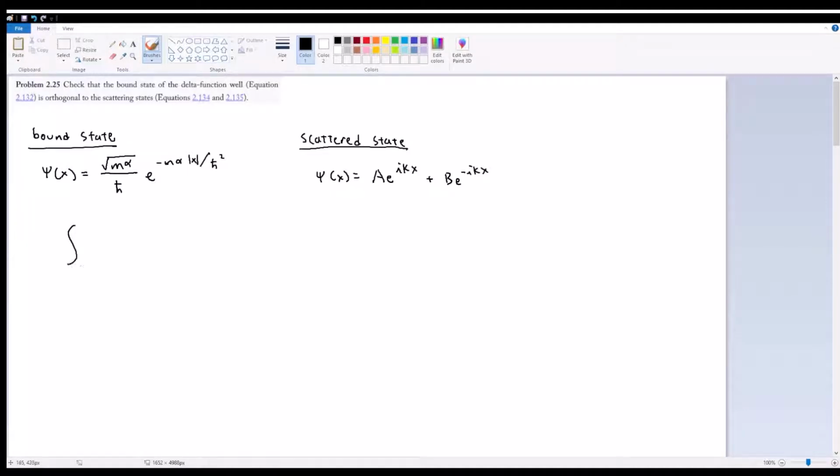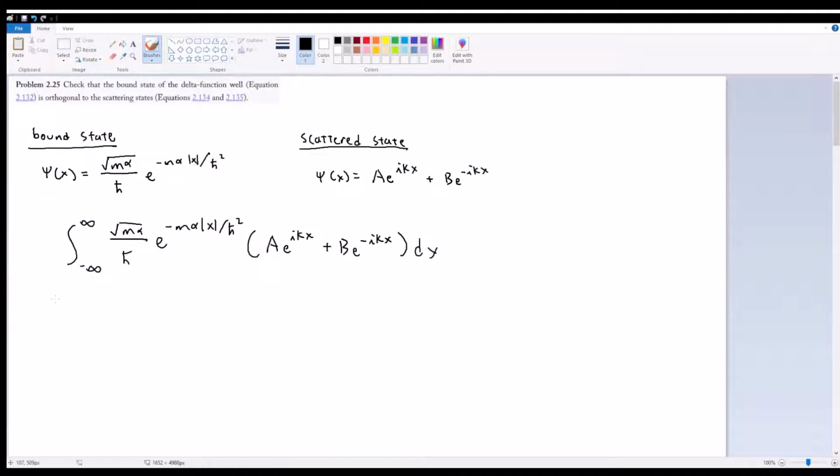So the integral from negative infinity to positive infinity of, let's start with psi of x, so this is going to be square root m alpha over h bar times e to the negative m alpha magnitude x divided by h bar squared, and then multiplied by the other psi of x, a e to the ikx plus b e to the negative ikx. We close this off with dx, and we want to show that this integral is equal to 0. So immediately, I recognize that I have absolute values here, which instantly means I want to split my integral into two parts. So let's do that first.